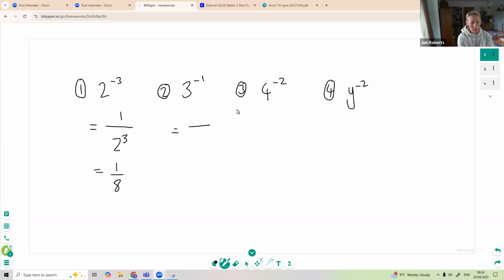Fraction with 1 at the top. Get the hang of this now probably, with 3 to the power 1 at the bottom. 3 to the power 1 is just 3. Fraction with 4 squared at the bottom. 4 squared is 16.